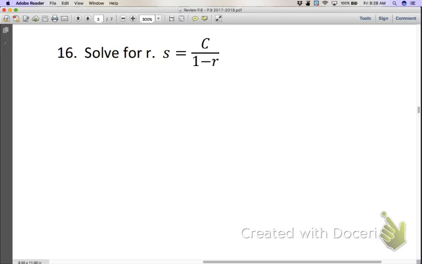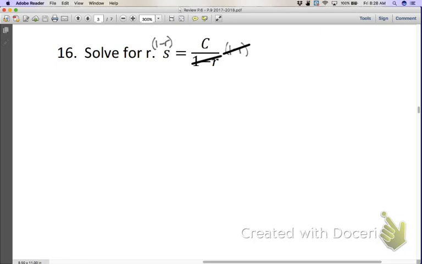So how am I going to get 1 minus r out of the denominator? What do I need to do to both sides? So I'm going to multiply each side by 1 minus r. I should have rewritten it, but we'll get it figured out. So it's gone, we removed it from the right side.